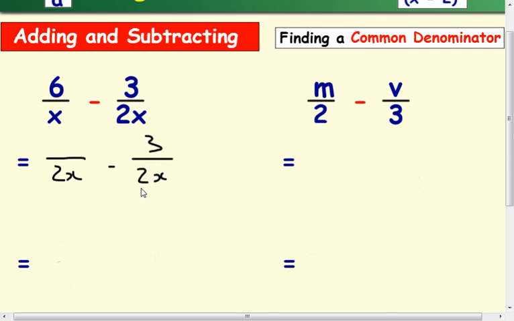So we've got a common denominator of 2x here. Well, how did we get 2x on this side? We doubled the bottom, so do the same to the top. Okay, so then just do 12 take away 3 and you get 9 over 2x, and that was the same answer as last time. Much quicker way of getting there.